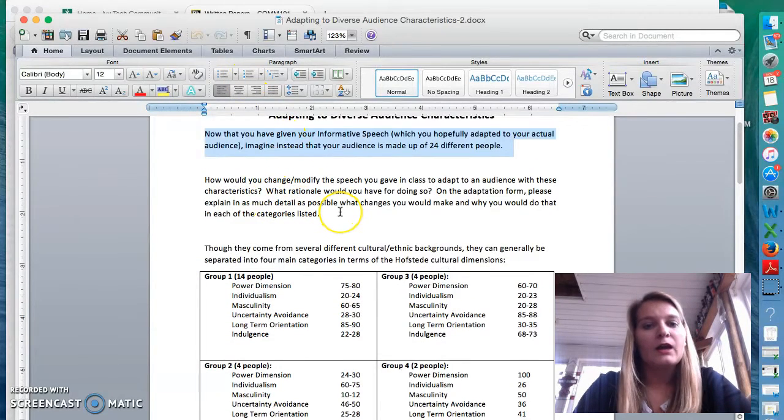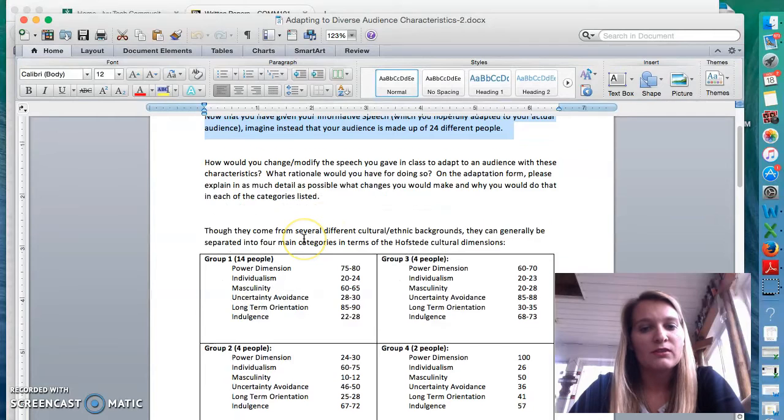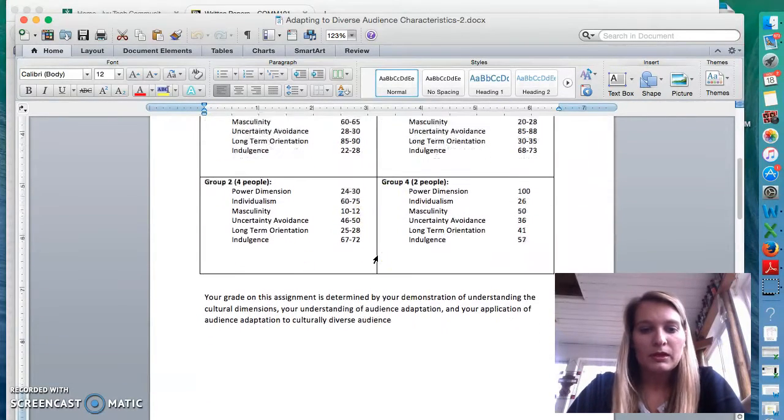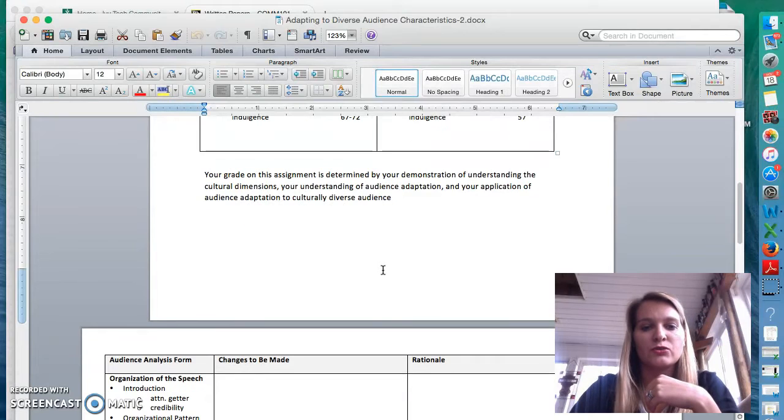Alright. How would you change or modify the speech that you gave in class to adapt to an audience with these characteristics? What rationale would you have for doing so? On the adaptation form, please explain in as much detail as possible what changes you would make and why you would do that in each of the categories listed. Your grade on this assignment is determined by your demonstration of understanding the cultural dimensions, your understanding of audience adaptation, and your application of audience adaptation to culturally diverse audience.